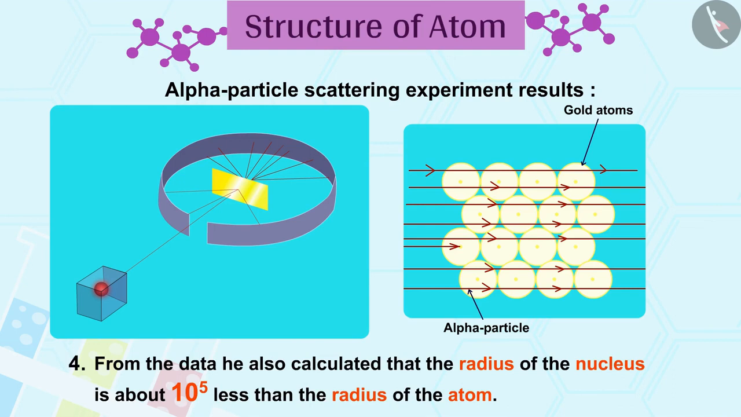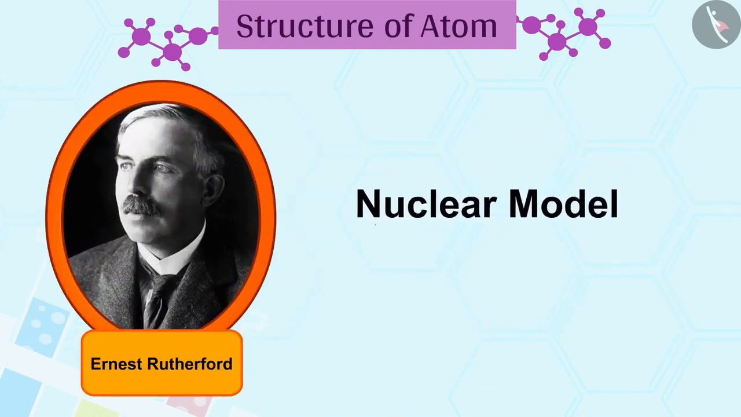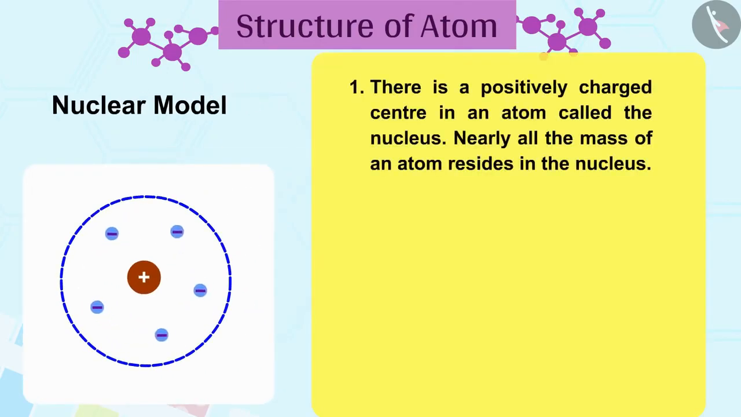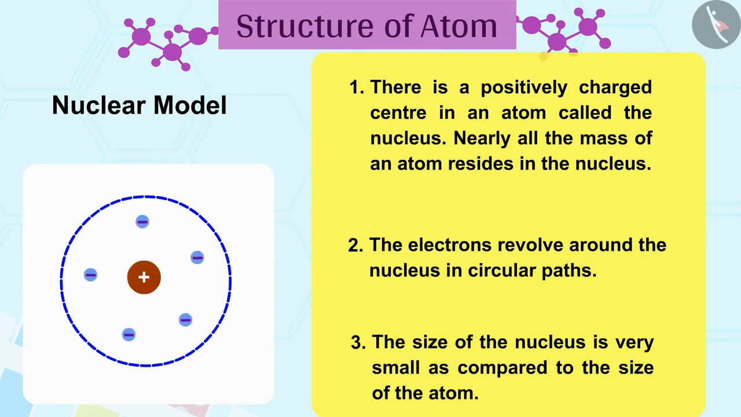4. From the data, he also calculated that the radius of the nucleus is about 10^5 times less than the radius of the atom. Based on his experiments, Rutherford presented the nuclear model of the atom. 1. There is a positively charged center in an atom called the nucleus. Nearly all the mass of an atom resides in the nucleus. 2. The electrons revolve around the nucleus in circular paths. 3. The size of the nucleus is very small as compared to the size of the atom.